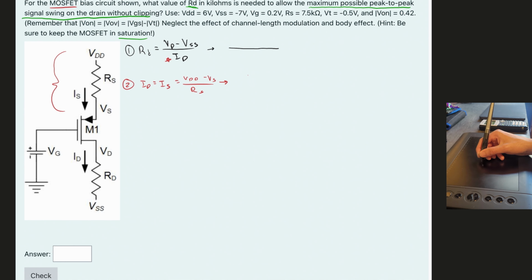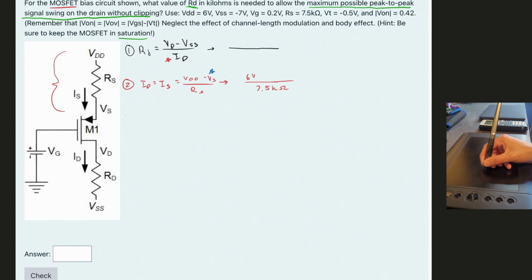Now we can start plugging in some values. We know our VDD is given to us here in this equation as 6 volts. Yours might have a different value. We have 6 volts, and then we have a minus VS. Our VS, we don't know what it is yet, so we actually need to find this. Before we find this though, let's look at our RS. Our RS is given to us here as 7.5 kiloohms. We're not going to expand this kilo. We're just going to leave it like that because we can translate it to milliamps in a second.